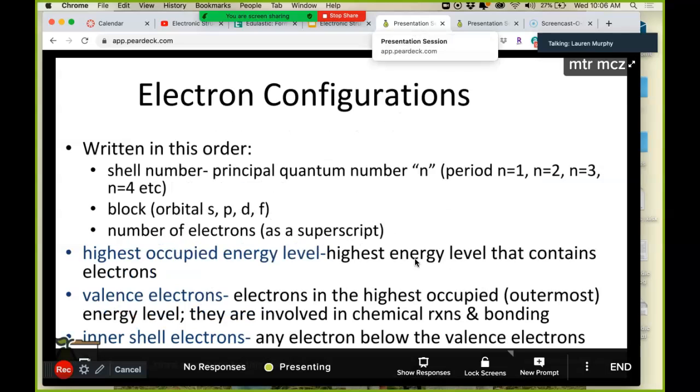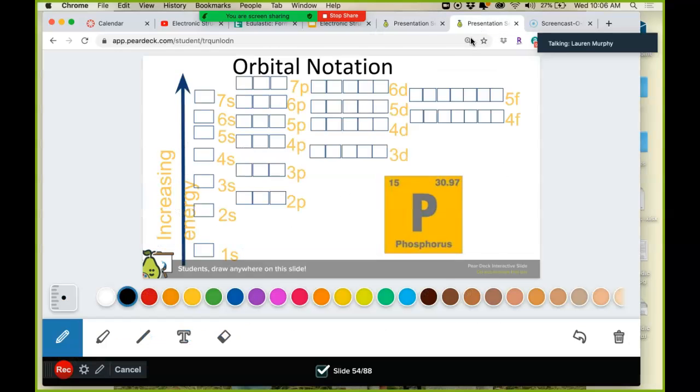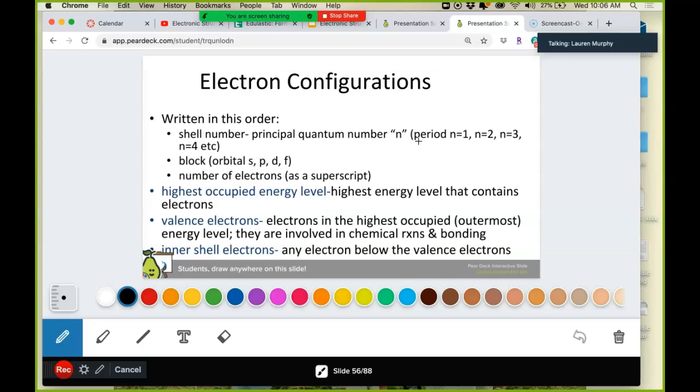Okay. So when we go to write electron configurations, we always write them in the same exact way. You write what energy level you're on. That means your principal quantum number, n equals 1. This is what row you're on: first row, second row, third row, fourth row on the periodic table. And then you write what block you're in or what orbital you're doing, so like s. And then you include how many electrons.